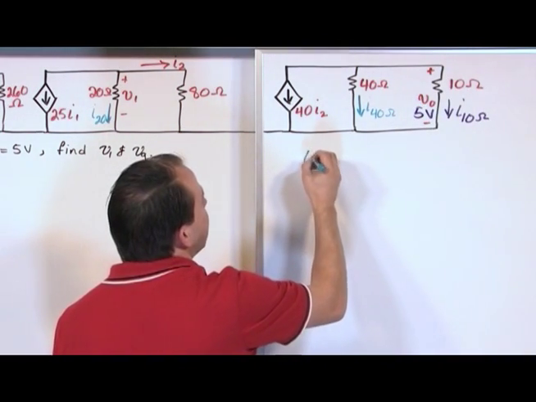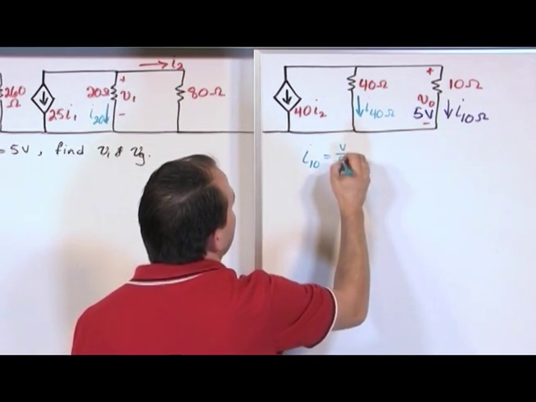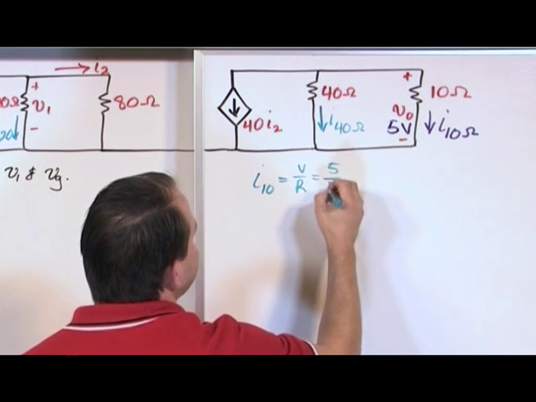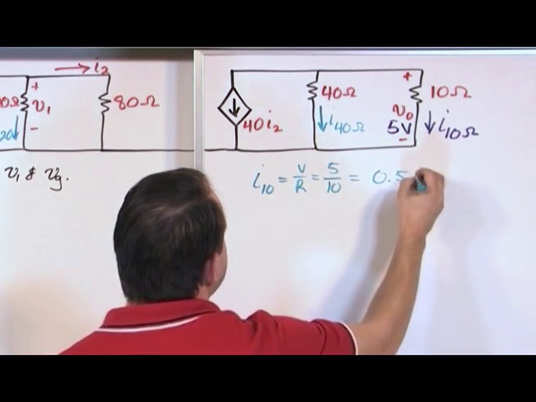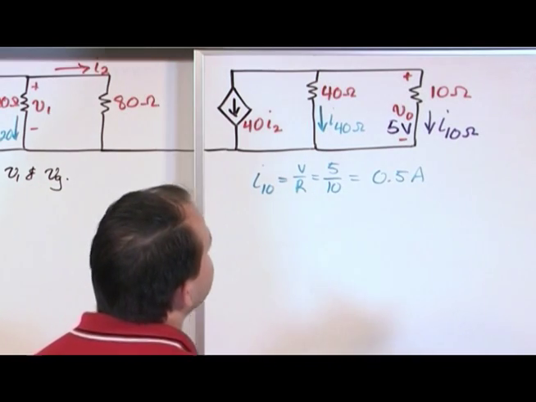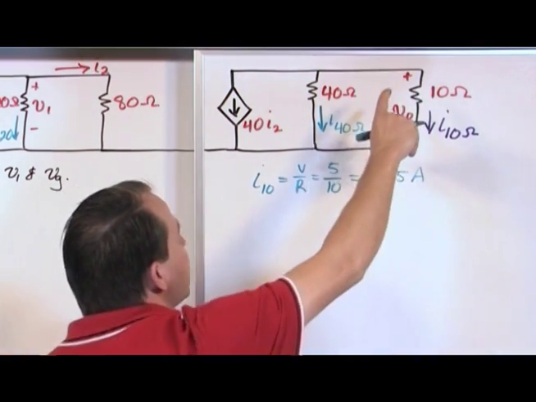We can find I sub 10 immediately, it's equal to V over R. The voltage is 5 volts, the resistance is 10, so 5 divided by 10 is 0.5 amps. That's the current flowing through this resistor. All right, now what else can we find? That's the current going through here. We know the voltage drop here, but notice this.